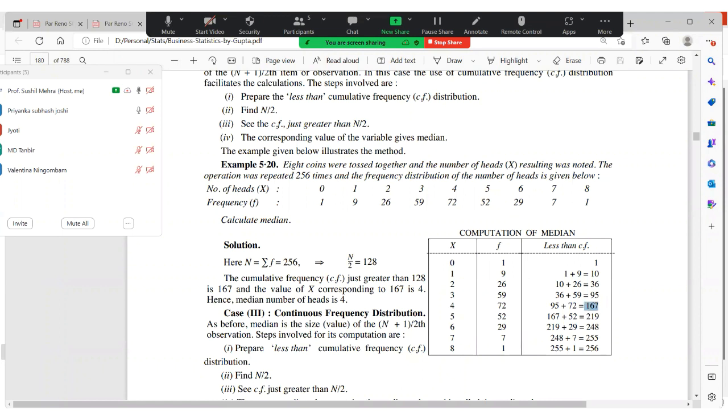The corresponding value of this is the median. We have to find the median, and the median is always from the variable. The corresponding means the value in front of this number. The variable here is 4. So the corresponding value of this number is the median. That means in this case, median is 4.